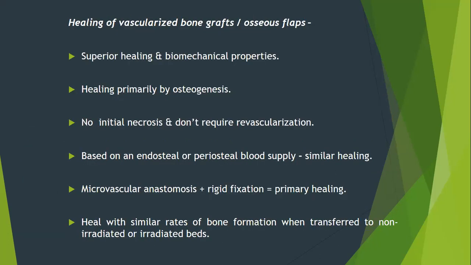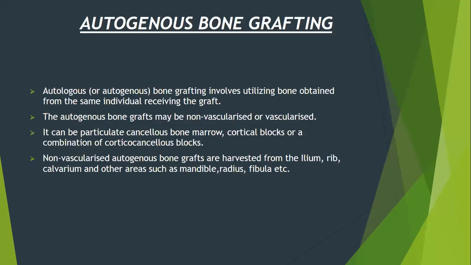Healing of vascularized bone grafts. Superior healing and biomechanical properties. Healing is primarily by osteogenesis. No initial necrosis and they don't require revascularization. Based on the endosteal or periosteal blood supplies, similar healing may occur. Microvascular anastomosis and rigid fixation promote primary healing. They heal with similar rates of bone formation when transferred to non-irradiated or irradiated beds.